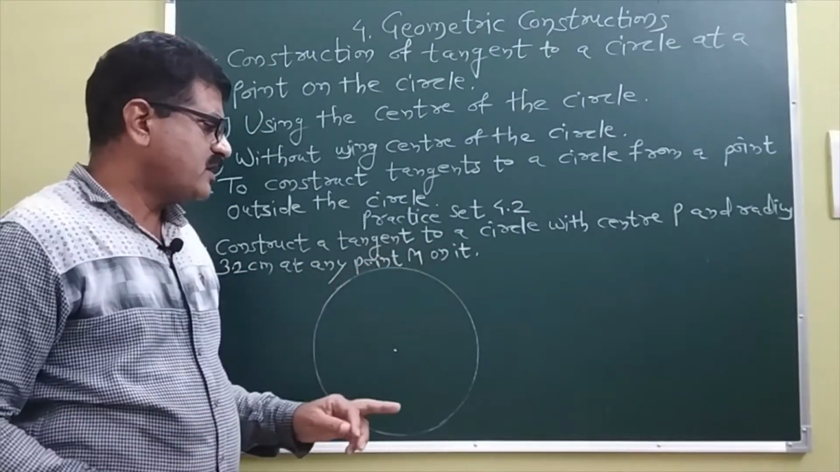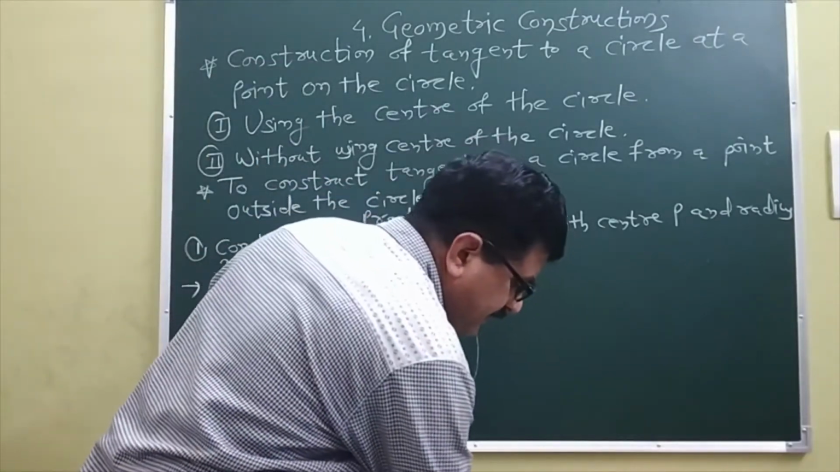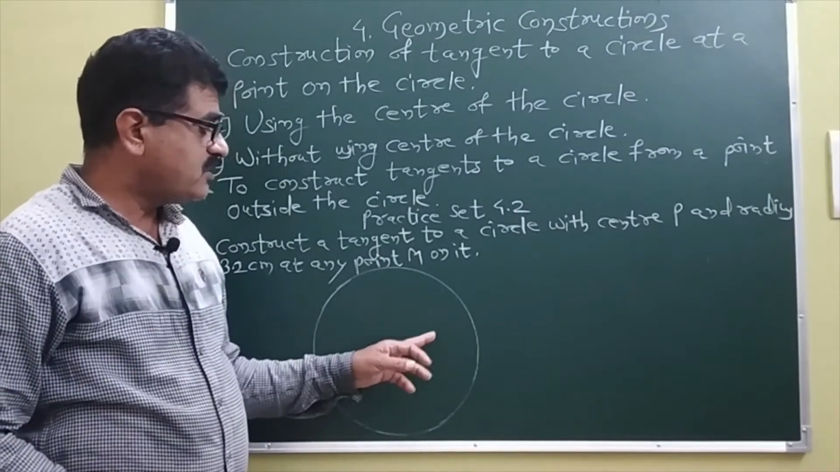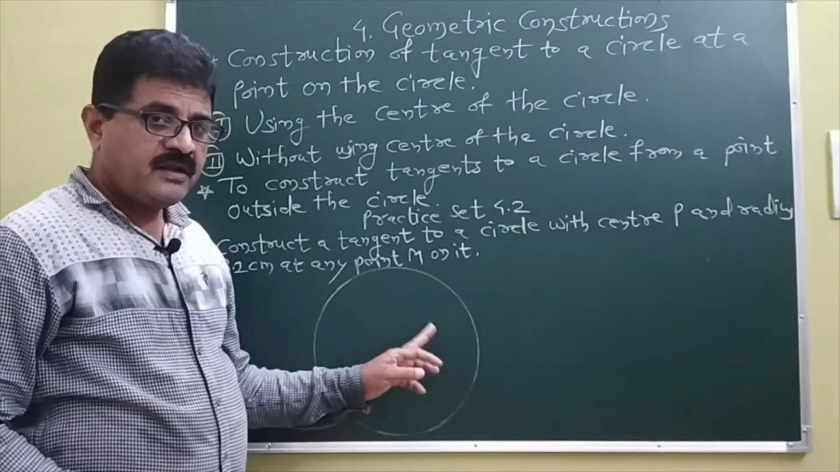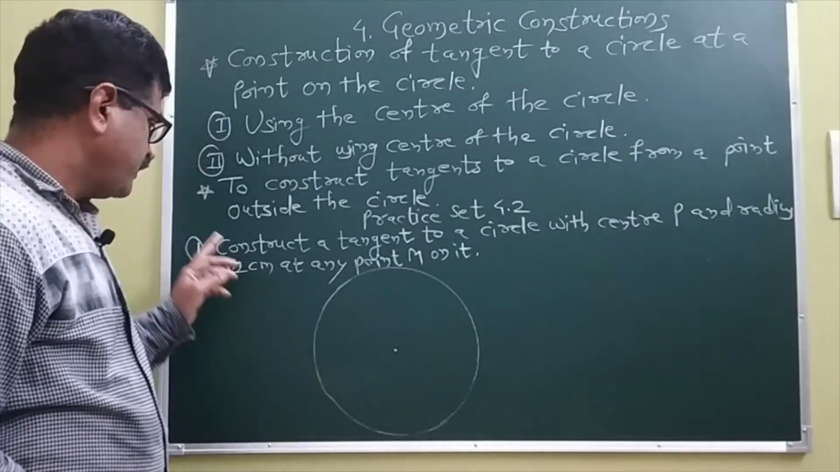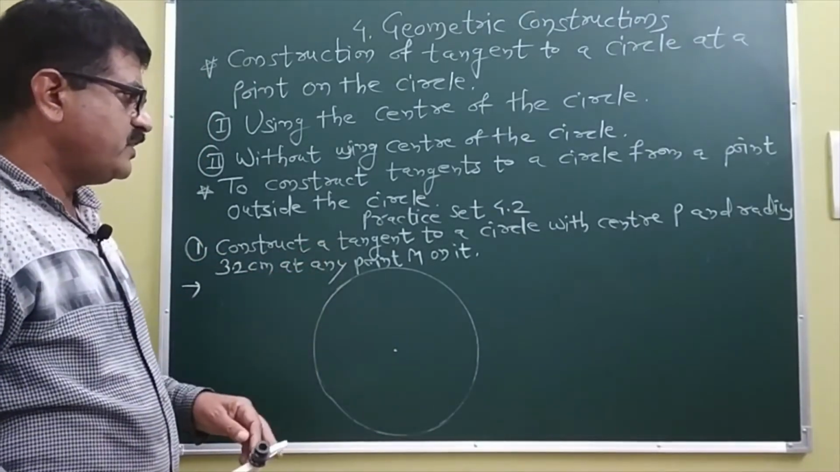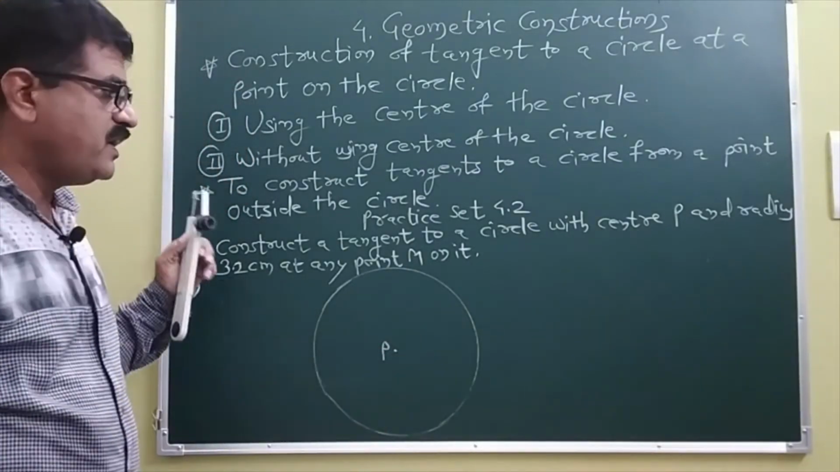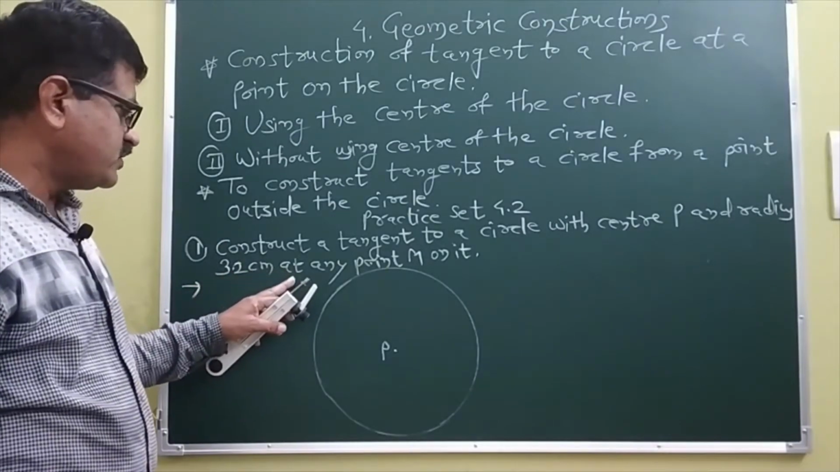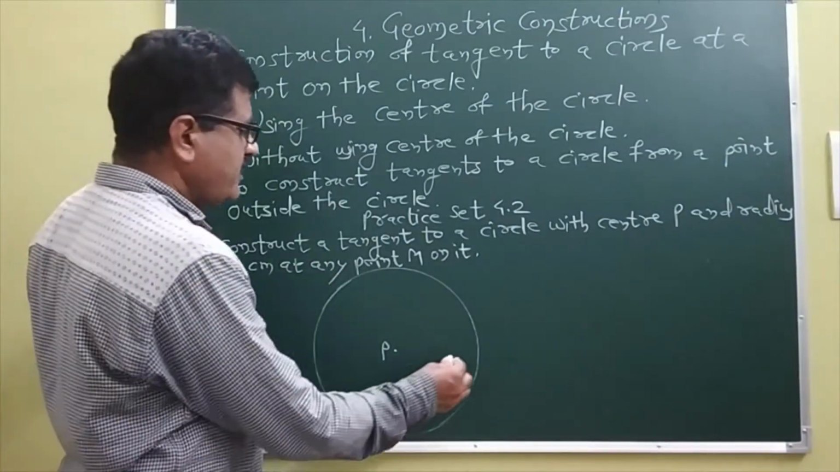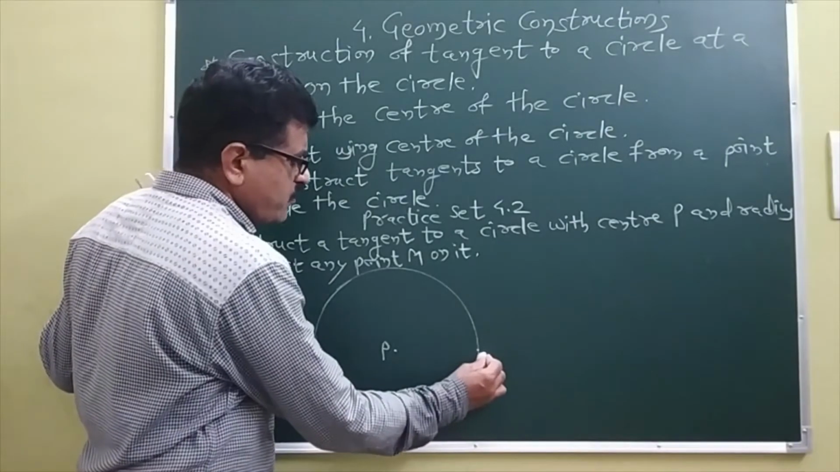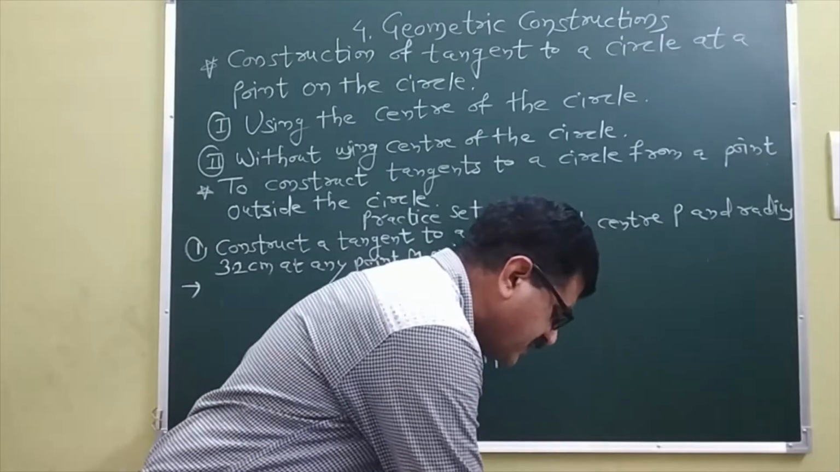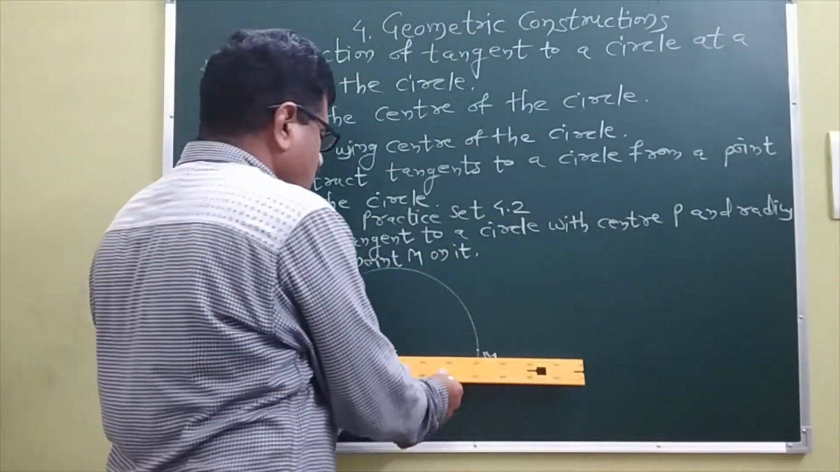Construct a tangent to a circle. Now we know that the intersection of the tangent line and the circle is a point. Construction of a tangent to a circle with center P and radius 3.2 cm at any point M on it. Suppose point M is here. We are given that the radius is 3.2 cm.